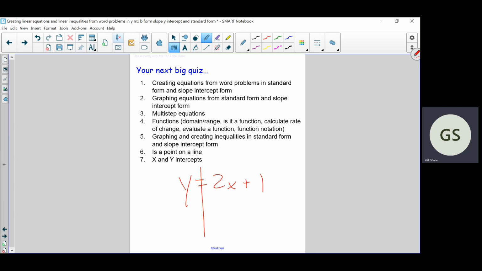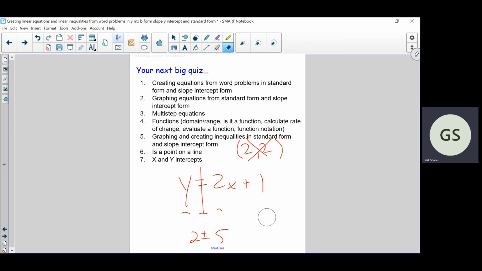So, for example, if I just randomly plugged in a point, maybe I think (2, 2) is on that line. Well, then I need to plug that in, and if the left side equals the right side, it's on the line. Well, y would be 2, x would be 2, so I replace x with 2. I can tell already that left side does not equal the right side there. That point is not on the line.